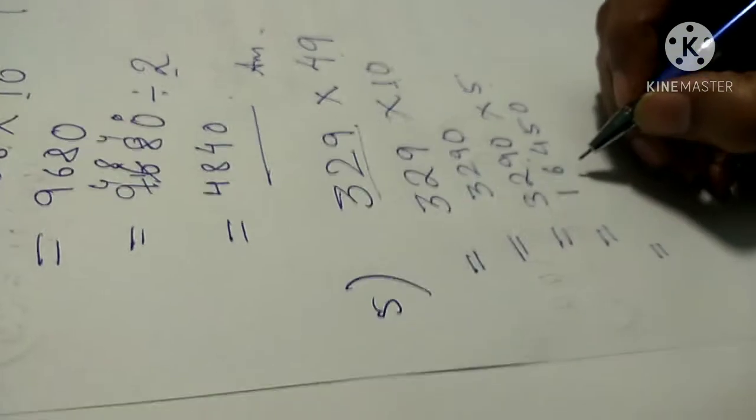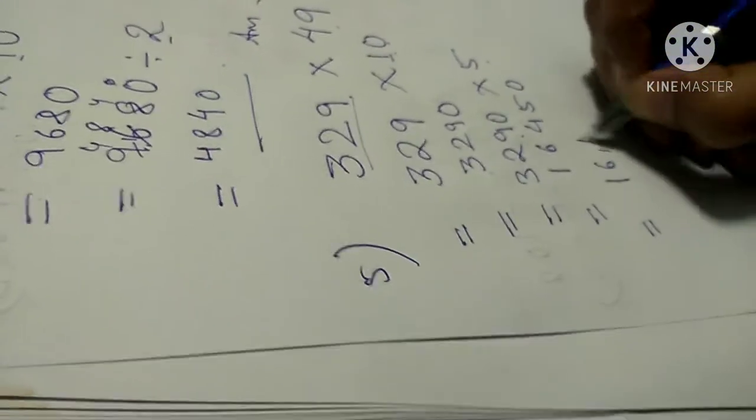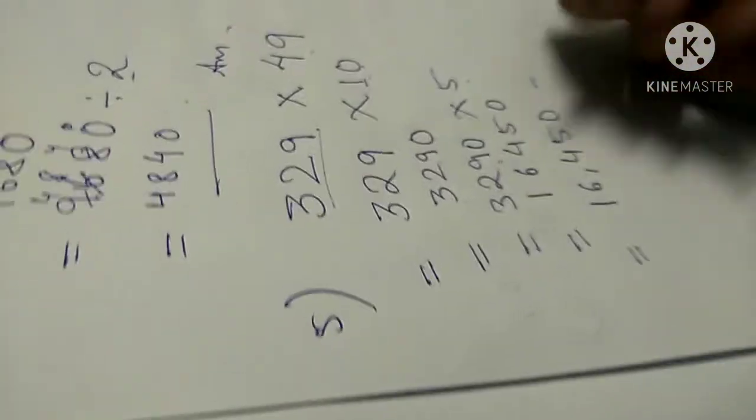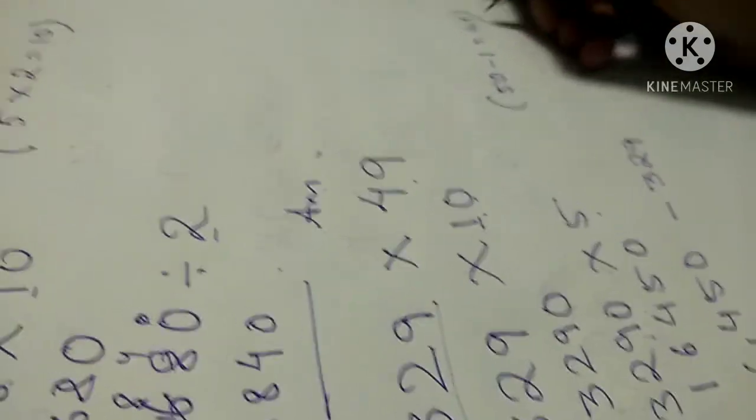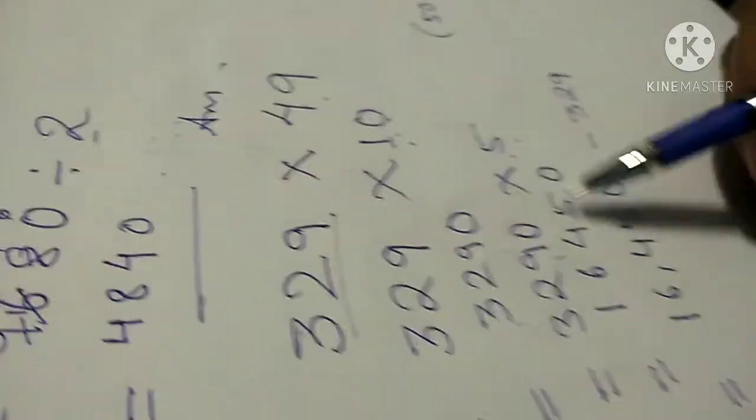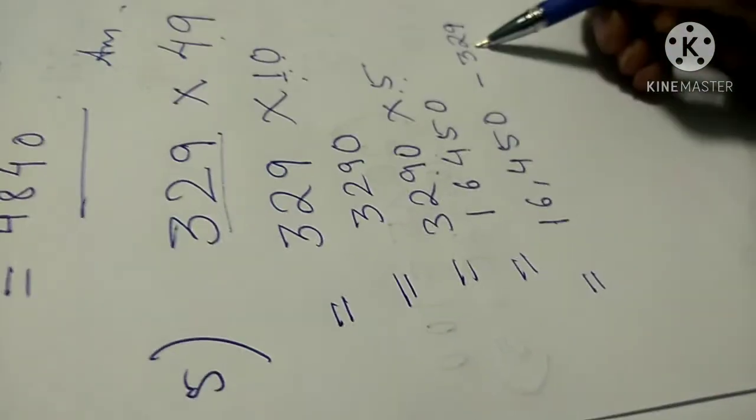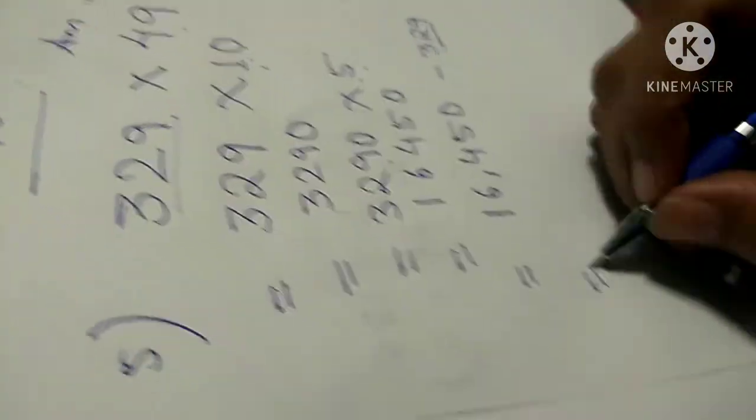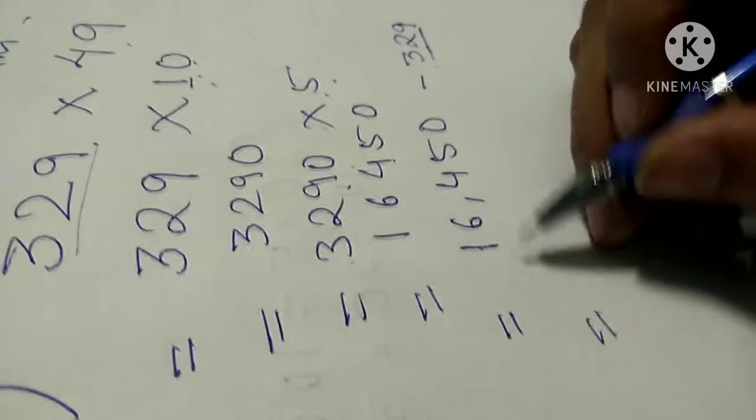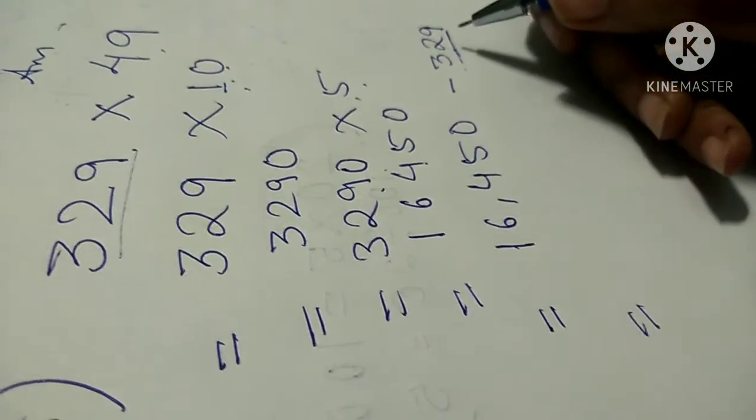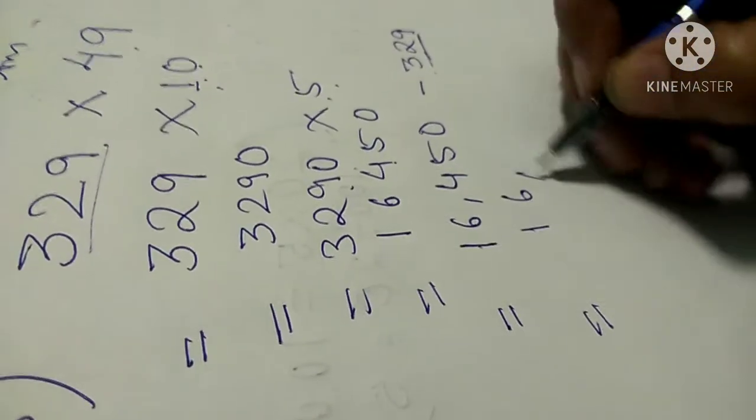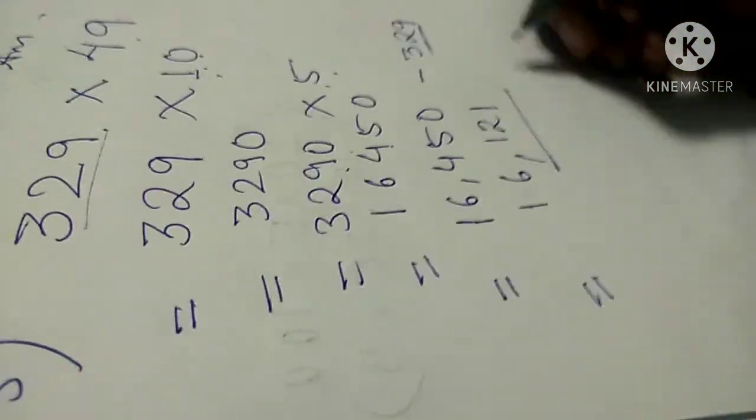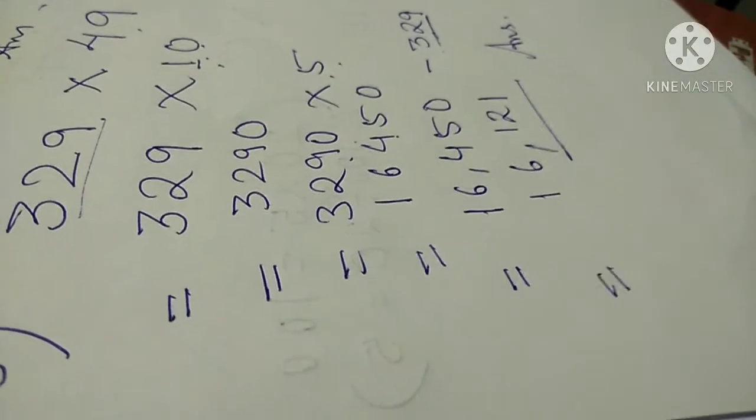So now what I will do, from this product 16450, I will subtract the original 3-digit number, because as I said, 50 minus 1 gives us 49, right? So 10 5s are 50. I have multiplied by 50. Now I am subtracting the original number. So here I will get 16,450 minus 329 gives us 16,121. So this is the answer.